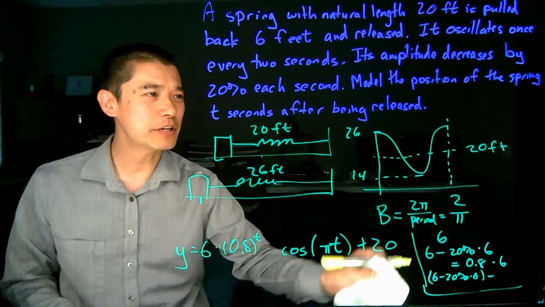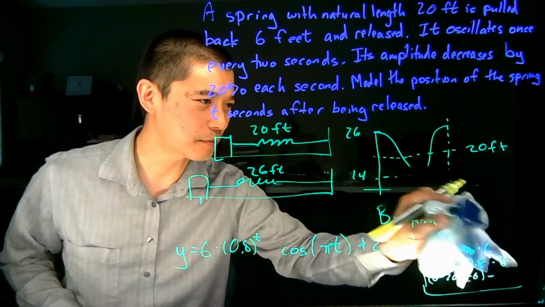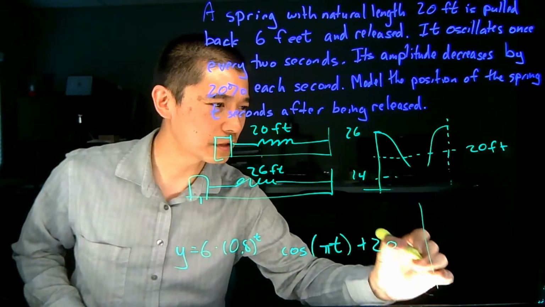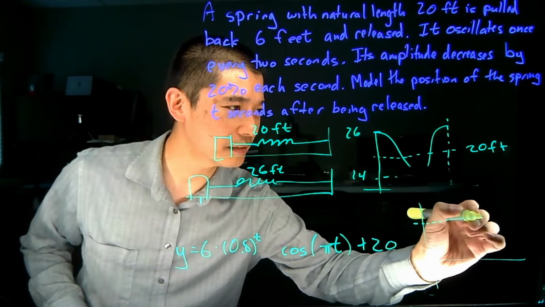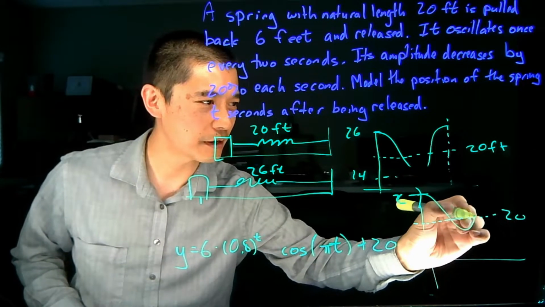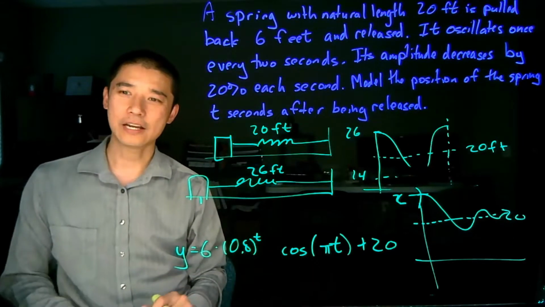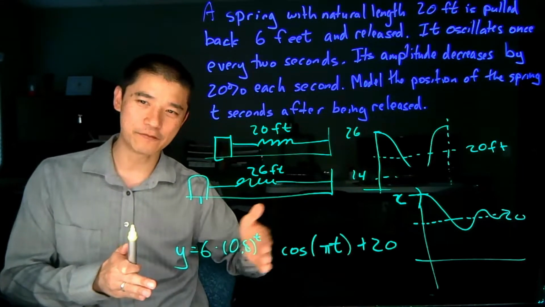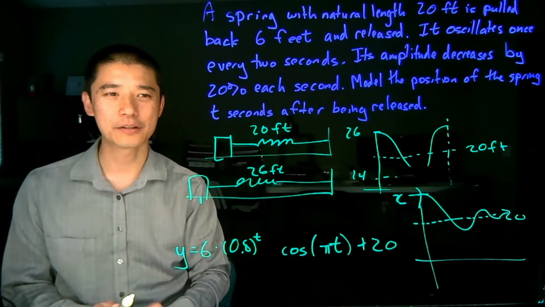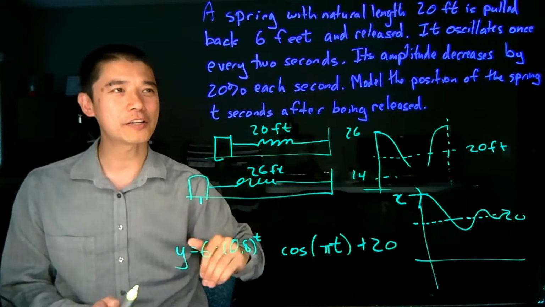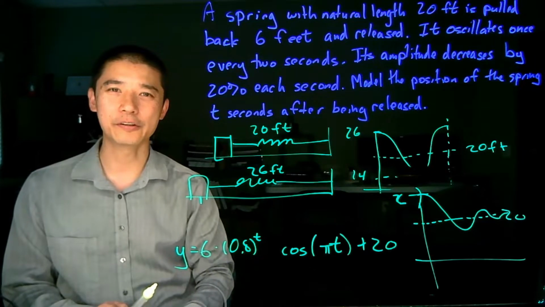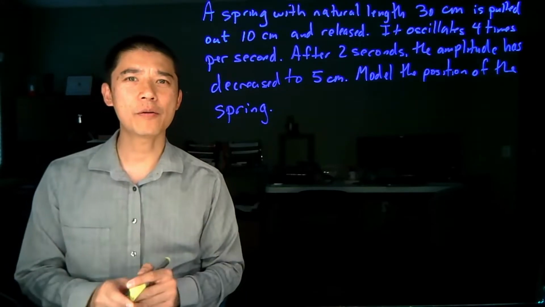And when we go ahead and graph this, here's what it'll look like. Here's our midline at 20. It starts off up here at 26, but then the vibrations get smaller and smaller and smaller. That corresponds to friction slowing things down, and eventually it'll settle down. So here's one example of doing a damped harmonic oscillation model and using a variable amplitude to do it. Here's another problem of the same type.